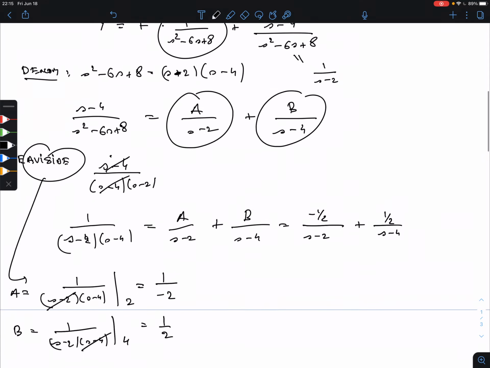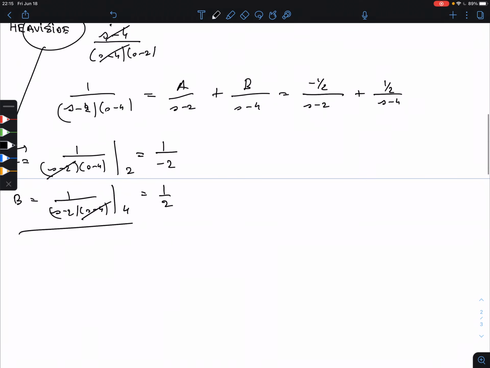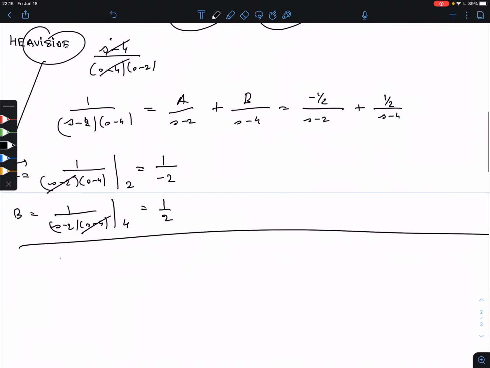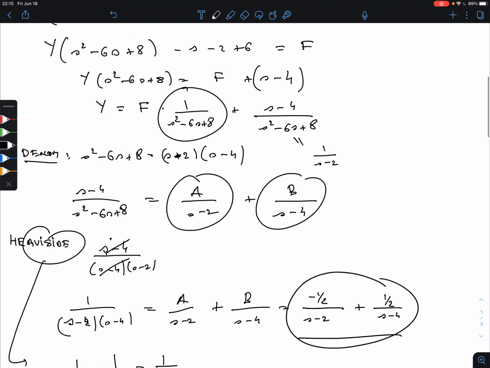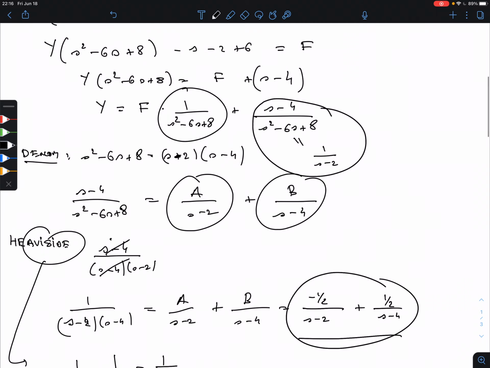All right, so now let's work it out. Let me copy it. So y is equal to capital F times, let's put out a half here, and I'm going to write it in this order so that the minus sign is inside. Okay, so this is this one, right? Plus, and then this one we said cancels to 1 over s minus 2.